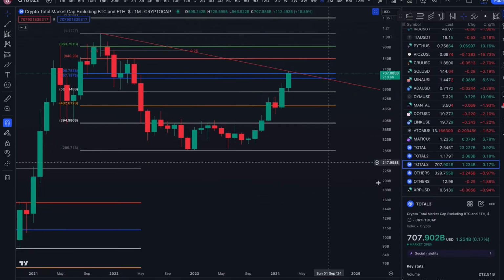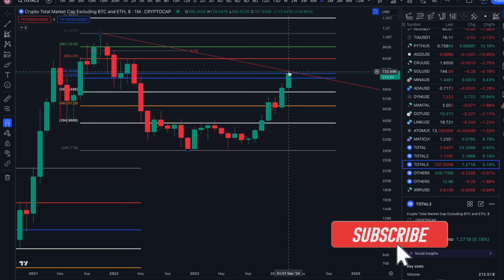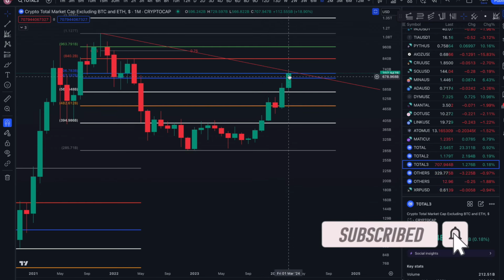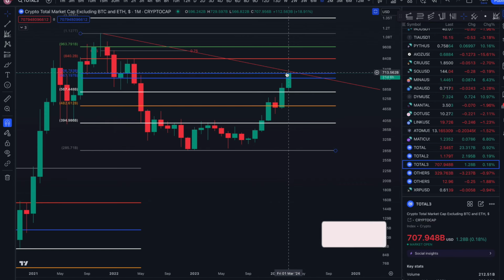So let's look at Total3 again. From yesterday's update, I did say be careful around this level, because now we have hit the Gann resistance at the 0.75, also around the golden pocket zone. This is a critical resistance area. If you ask me, I personally wouldn't be buying altcoins at this stage. I would maybe wait for a pullback.